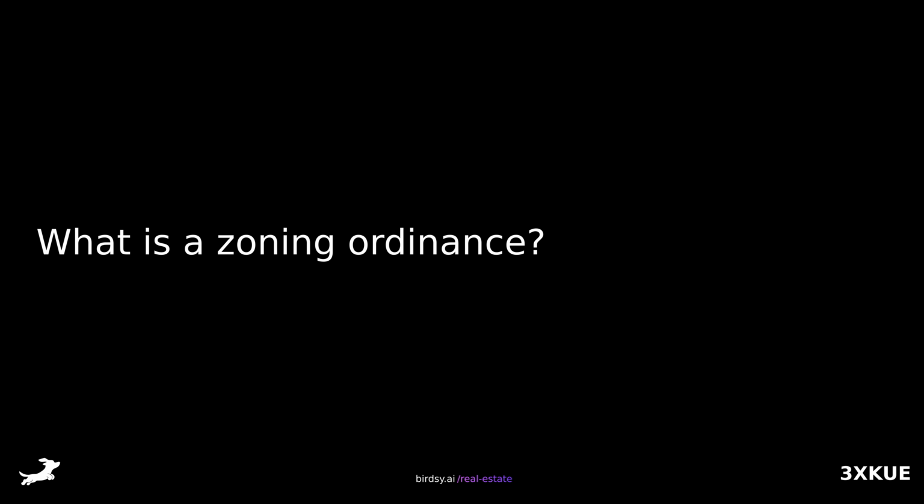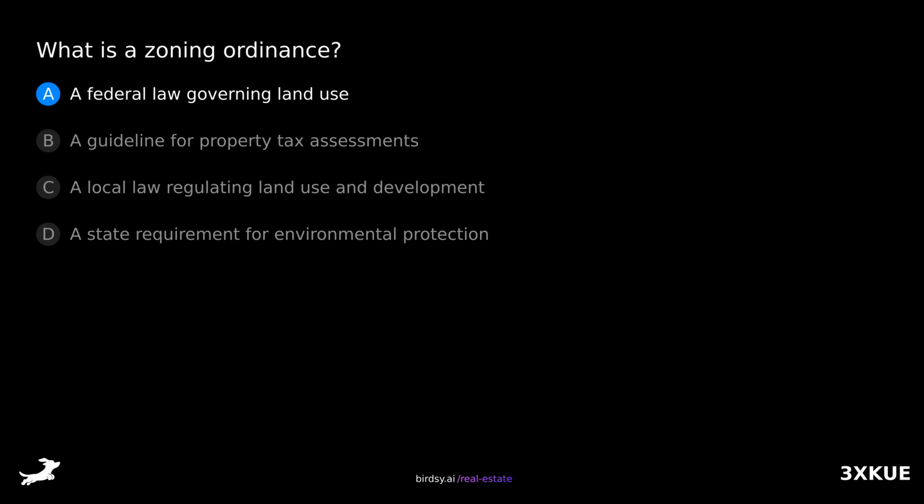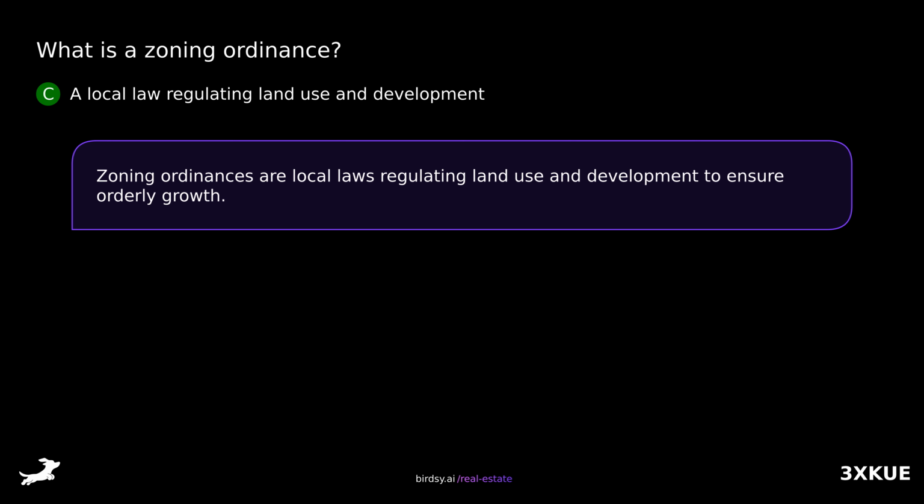What is a zoning ordinance? Is it A, a federal law governing land use, B, a guideline for property tax assessments, C, a local law regulating land use and development, or D, a state requirement for environmental protection? The answer is C, a local law regulating land use and development. Zoning ordinances are local laws regulating land use and development to ensure orderly growth.